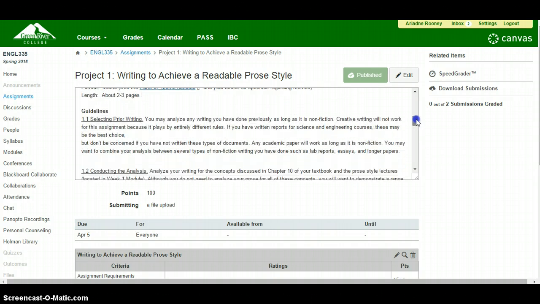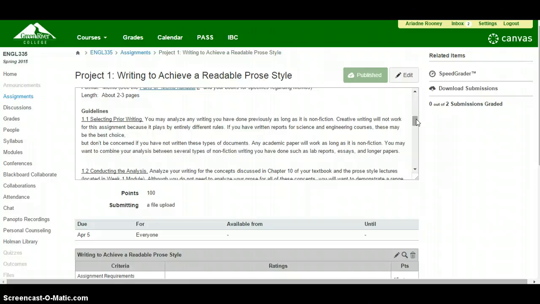Select prior writing. You may analyze any writing you have done previously as long as it is nonfiction. Creative writing is just not going to work here because it plays by completely different rules. So if you've written reports for science or engineering or any of your courses at college, these may be the best choice. But please don't be concerned if you haven't written these documents. There are other things you can do.